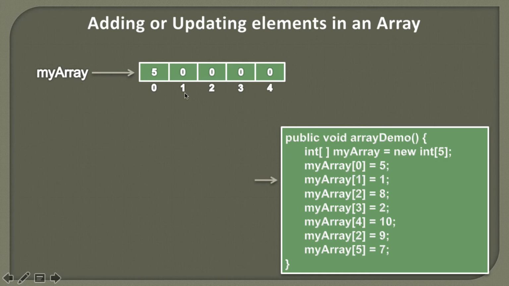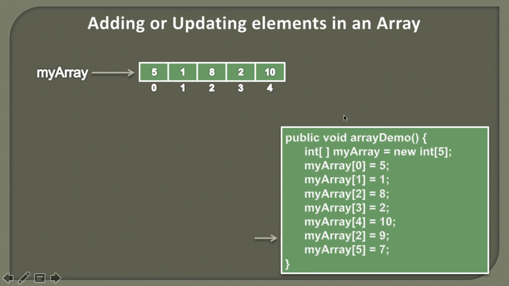So here, after giving the value 5 at index 0, we can access index 1 via this syntax, and we can assign the value 1. So it would look something like this, with 1 being stored here. And similarly, we can store 8 at index 2, value 2 at index 3, value 10 at index 4, and now friends, you can see that we have assigned values inside all the containers.